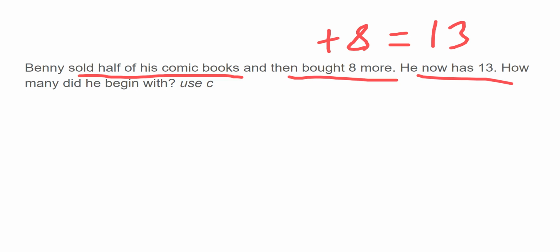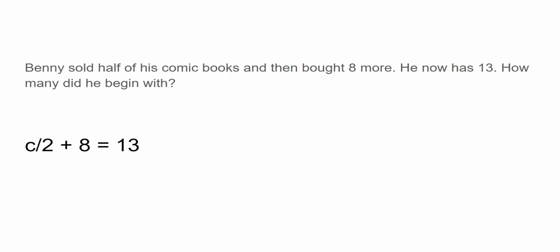And then it says he sold half of his comic books. Now, if I remember from verbal expressions, the word half means to divide by 2. So what am I going to put on top? It tells me that I'm going to be using C to represent his comic books. So I'm going to start out with C divided by 2 because it starts out by telling us he sold half of his comic books. All right, so with that set up, let's see on our next slide. All right, we set it up correctly.